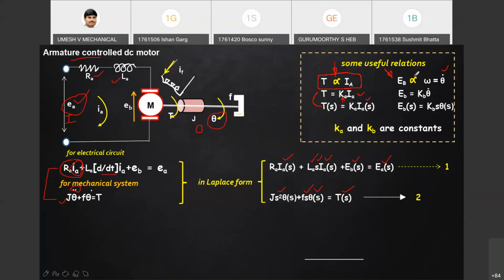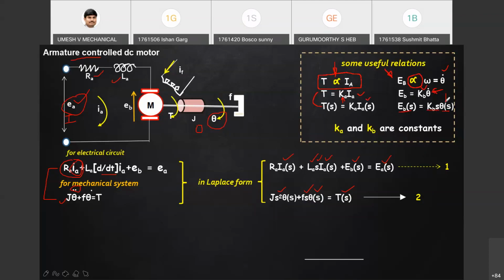If you remove the proportionality relation and bring in equality, then Eb equals, introducing one more constant, for our convenience let us call it Kb, back EMF. So Eb equals Kb into theta dot, omega. Because it is a dot, we have to introduce one s. So in Laplace it becomes Eb(s) equals Kb s into the variable theta(s).